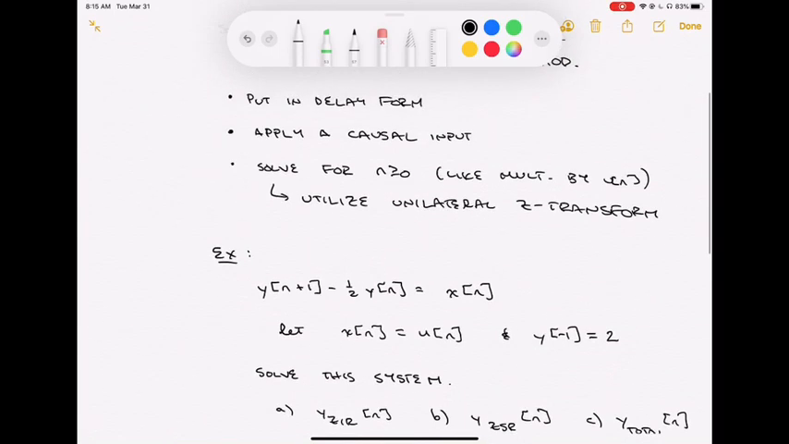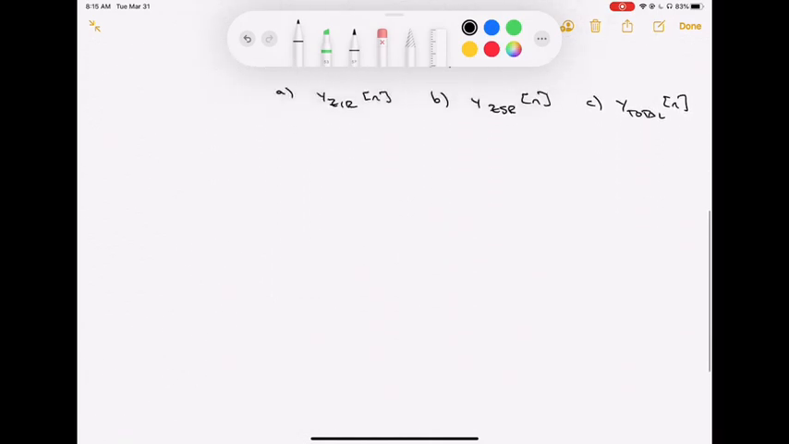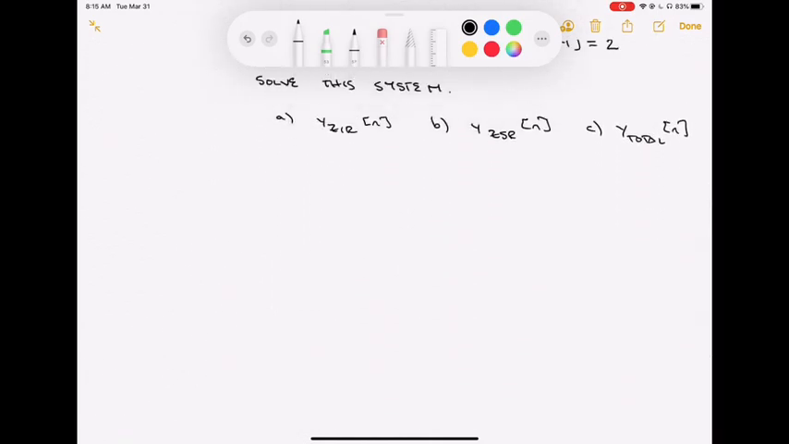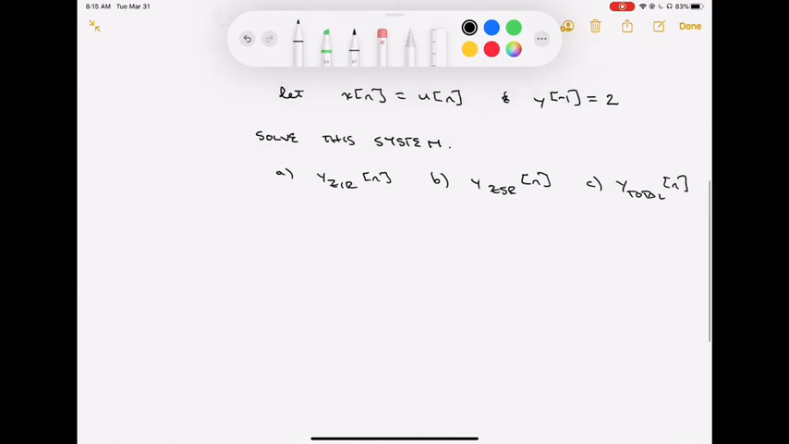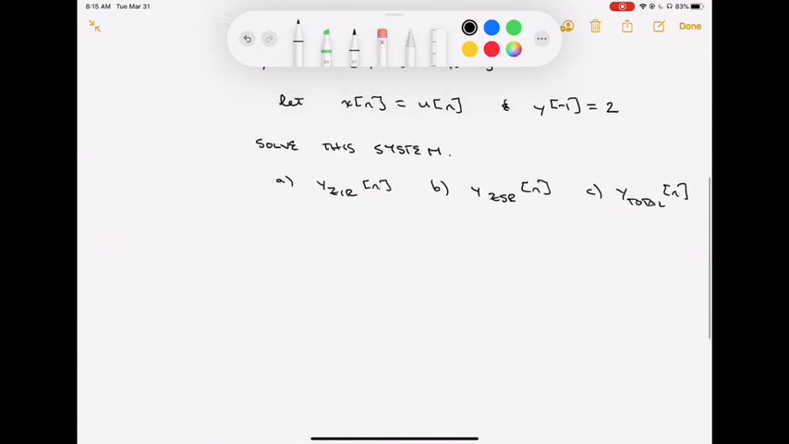It says put our equation in delay form, and then we're going to apply that causal input and solve it for n greater than 0, kind of like multiplying by a u of n, and just applying the unilateral transform. So in our particular case, we had a difference equation that was in advanced form. I would like to go ahead and delay that and get it into delay form.